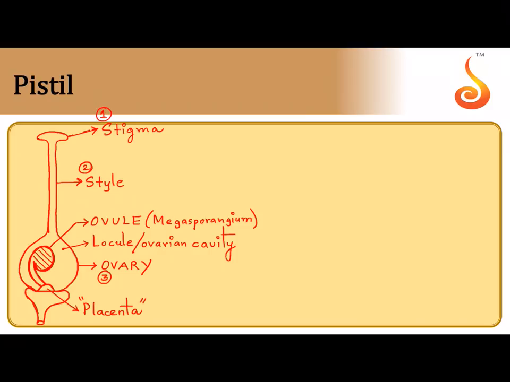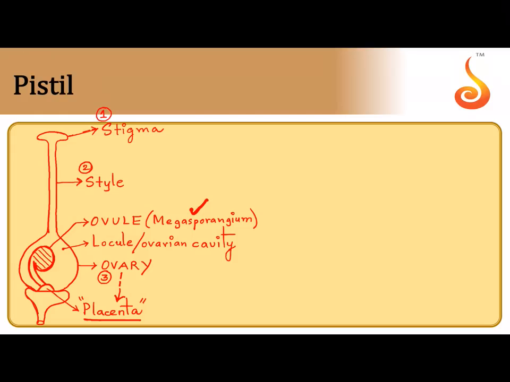And then you can see that the ovule is attached to a nutritive tissue that I have represented at the base of the ovary, and this nutritive tissue is referred to as the placenta. And what is the technical name of ovule? The technical term for ovule is the megasporangium. Is that clear?